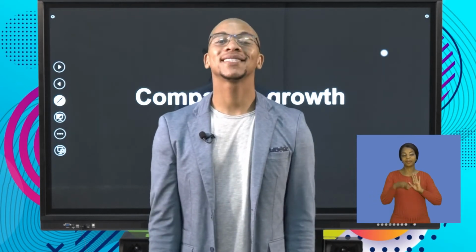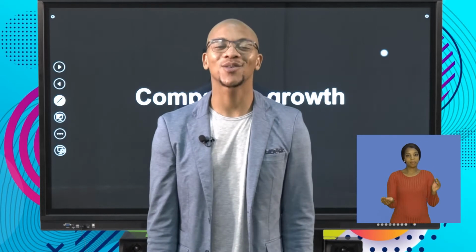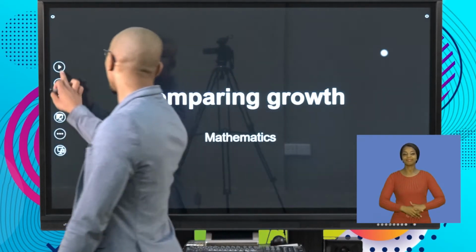Today we are busy with comparing growth. So we started with some financial maths, and we started with simple growth and compound growth. Today we're just going to compare them and also extend it into talking about some random growth. So let's just jump right into it.